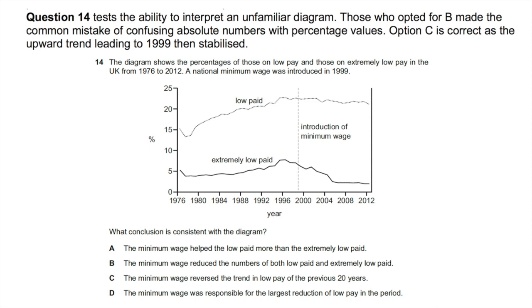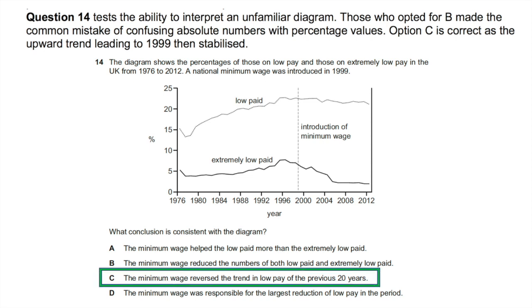Question 14. The diagram shows the percentage of those on low pay and those on extremely low pay in the UK from 1976 to 2012. A national minimum wage was introduced in 1999. Question 14 tests the ability to interpret an unfamiliar diagram. Those who opted for B made the common mistake of confusing absolute numbers with percentage values. Option C is correct, as the upward trend leading to 1999 then stabilized.